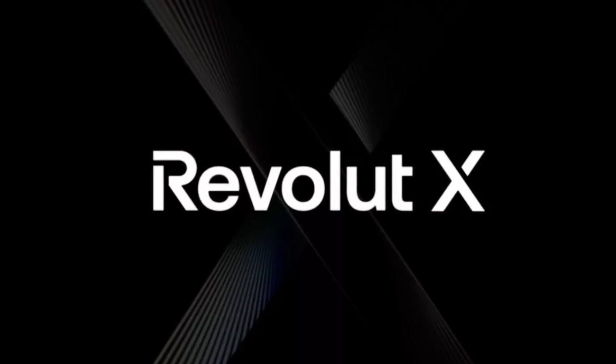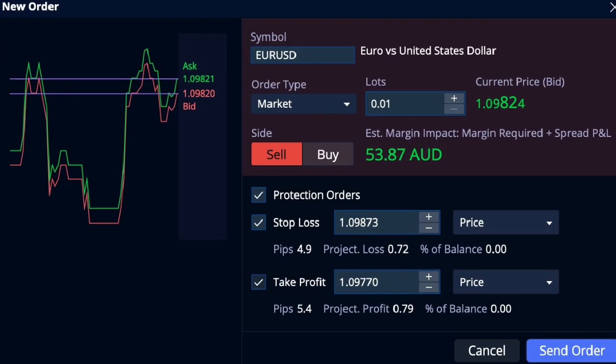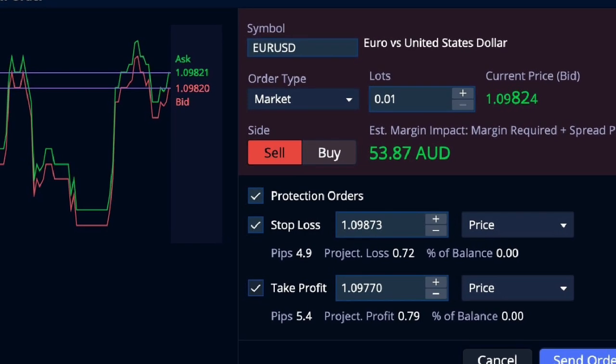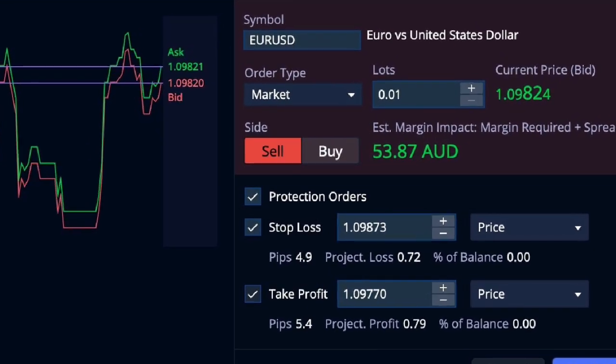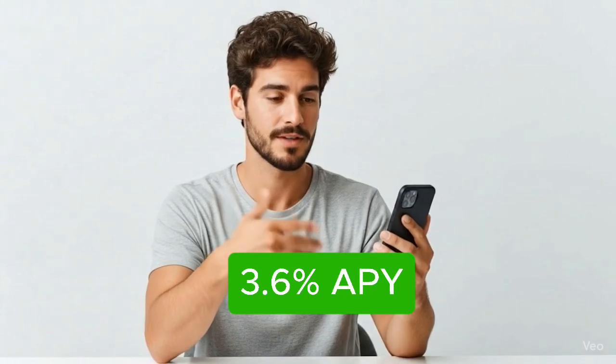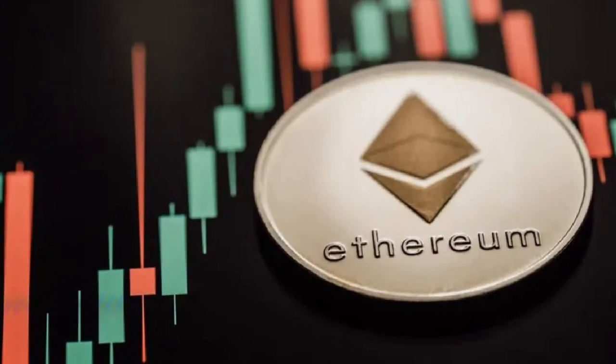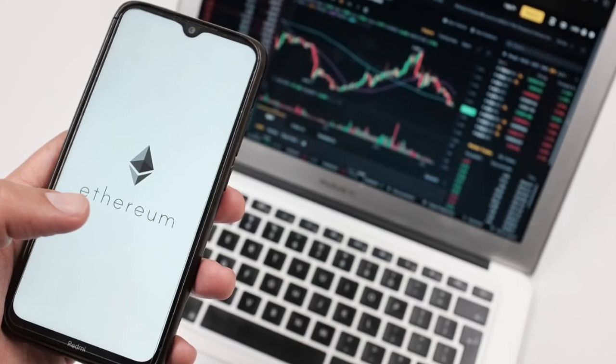Revolut X isn't just about low fees, it's about better tools. You can now set take profit and stop loss orders simultaneously. This is a new essential for managing risk while you sleep. You can earn up to 7.1% APY on Solana or 3.6% on Ethereum directly through the Revolut X interface, and they pass 100% of the on-chain rewards to you.